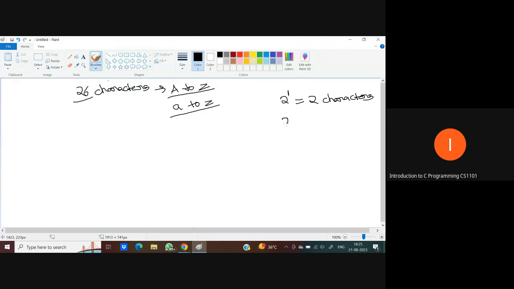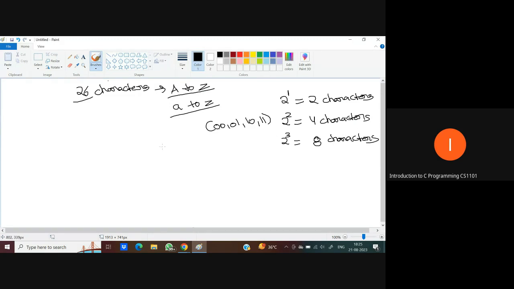Whereas if you have 2 bits available, how many characters can you encode? You can encode 4 characters. How would you do that? I think we have done that many times: 00, 01, 10, 11. So you have encoded 0, 1, 2, 3 in binary here. Now, if you have 3 bits available, how many characters can you encode? 8. Exactly, you can encode 8 characters here.